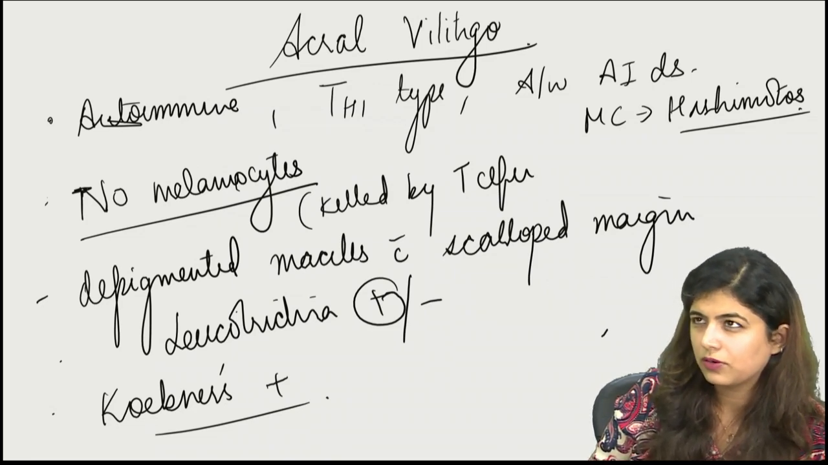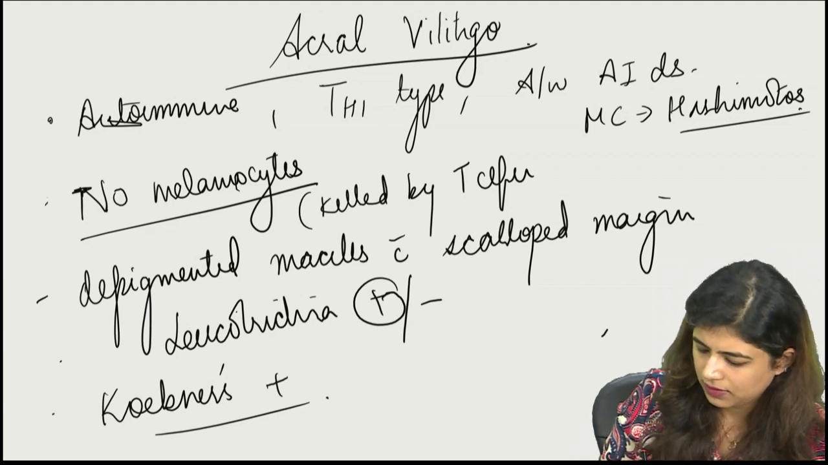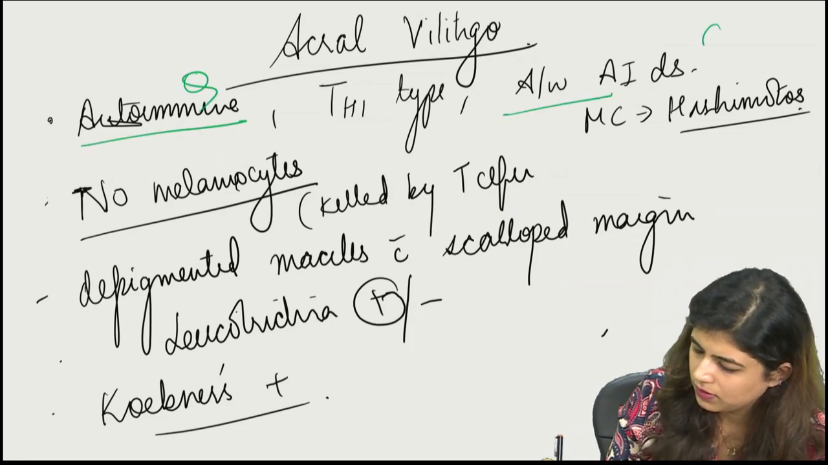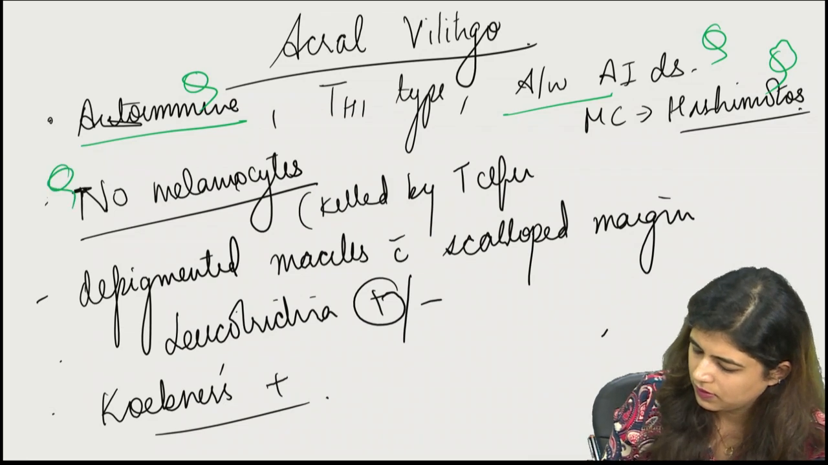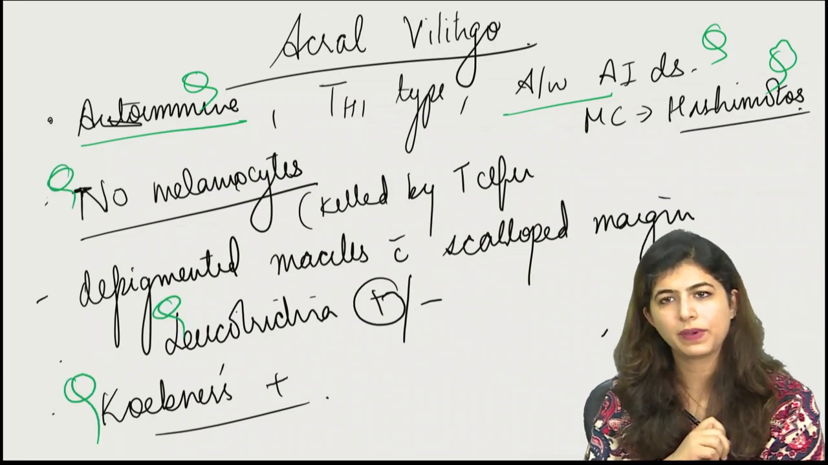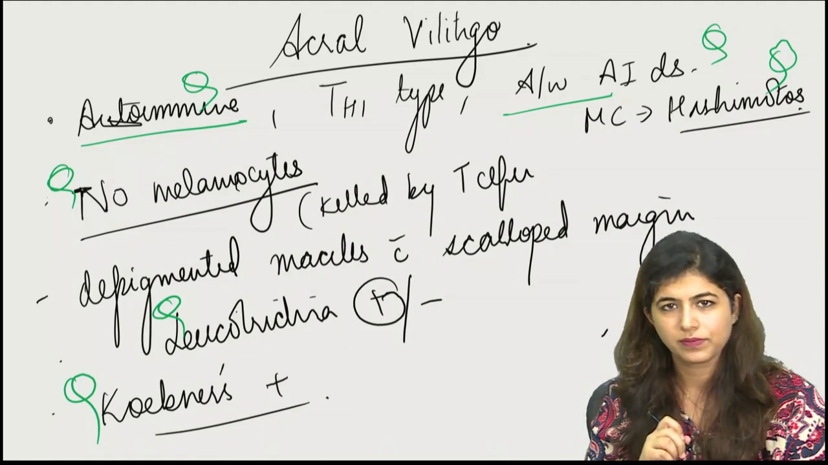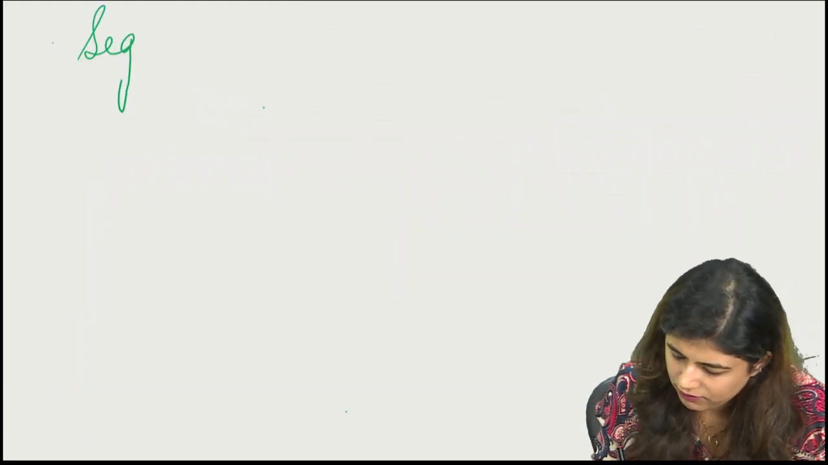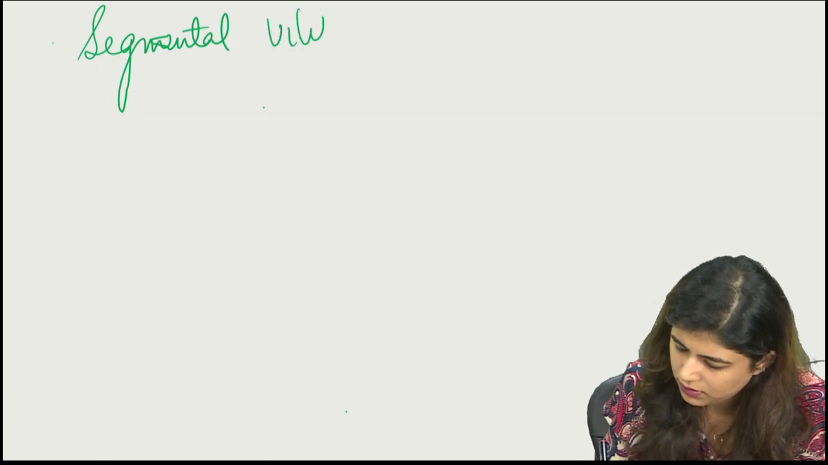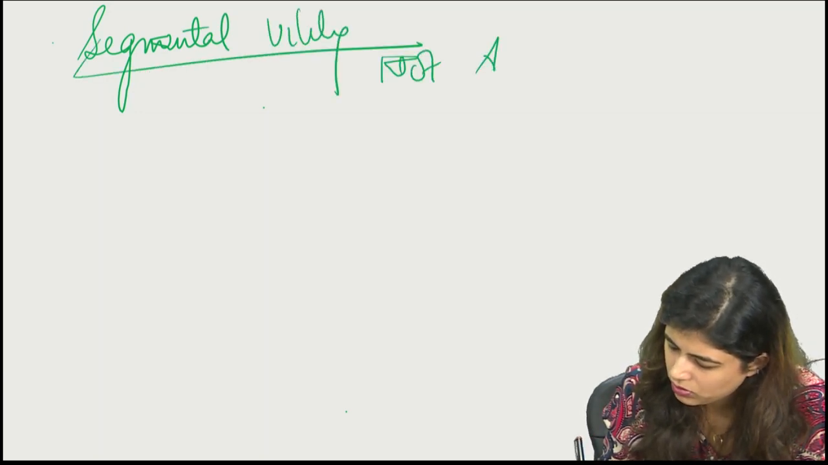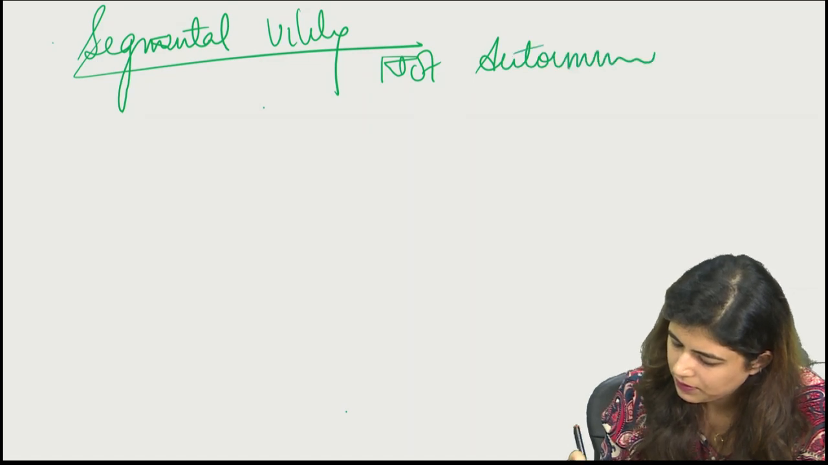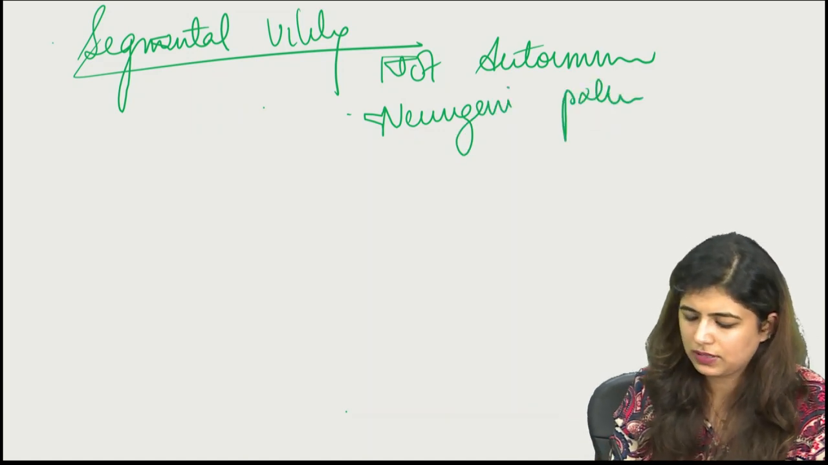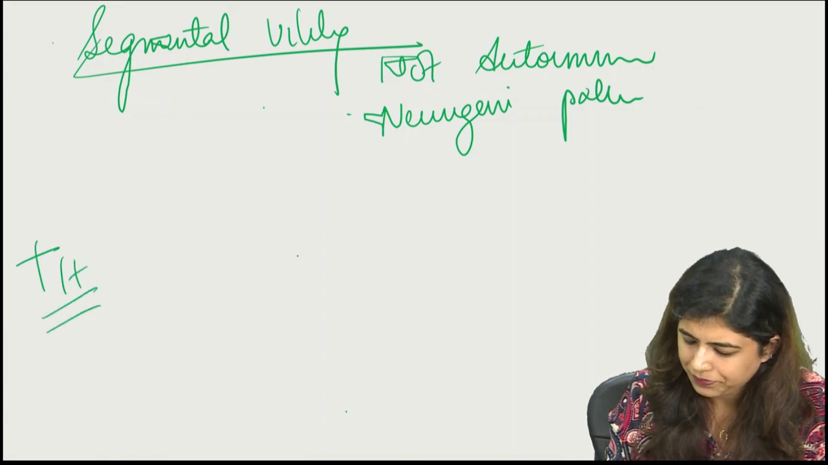What are the other questions in vitiligo? Let's see what is asked here. Autoimmune. So these are the questions on this page. Then there is a subtype which is called segmental vitiligo. Segmental vitiligo is not autoimmune and it has a neurogenic pathogenesis.